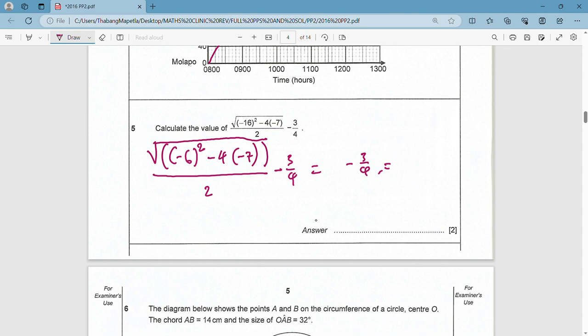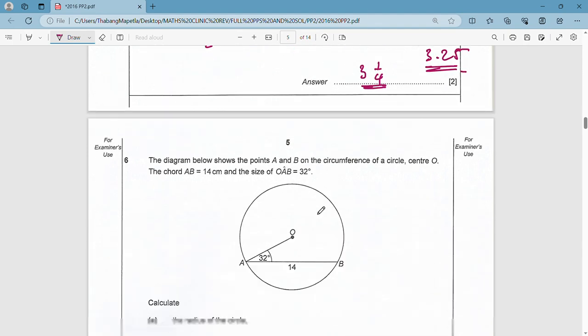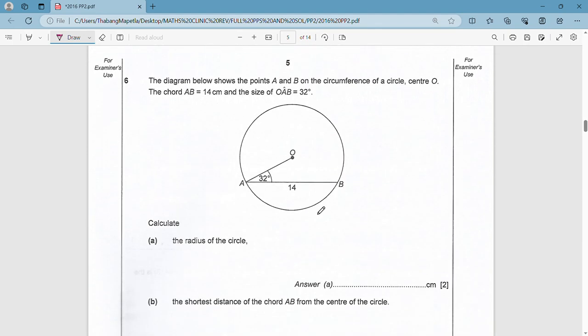So 8 over 2 is going to be 4, minus 3 over 4. So then 4 minus 3 over 4. The answer is going to be 3 and 1 over 4, or some people can write it as 3.25. This is as a decimal. So yeah, sorry about that. I delayed because my calculator skills are too weak.